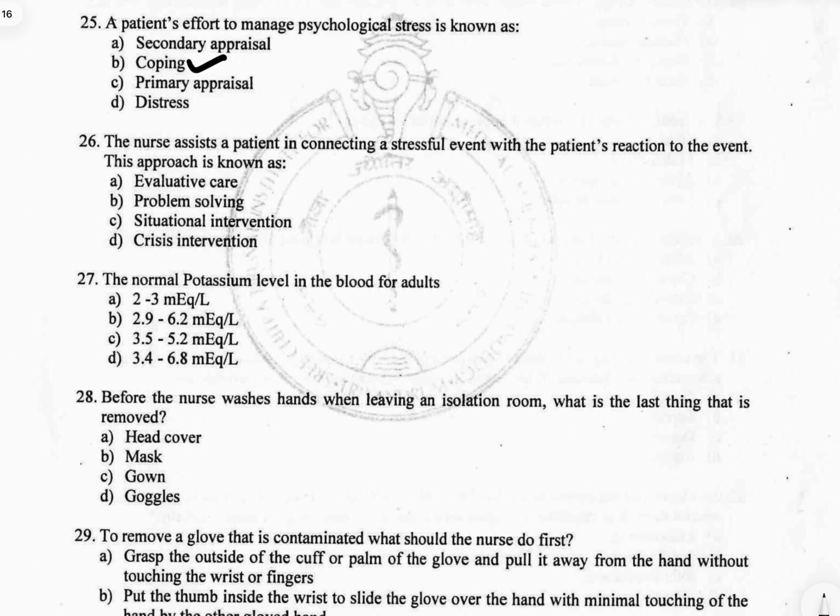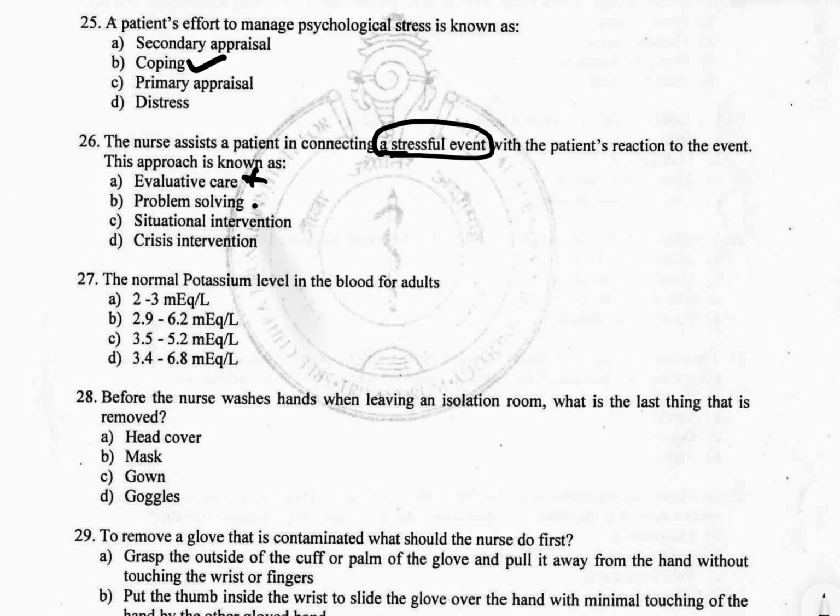The 26th question is, the nurse assists a patient in connecting a stressful event with the patient's reaction to the event. The approach is known as. The patient is going through a stressful event, and we are going to assess the patient's reaction in that event. So what is the nurse doing here? What is the name of the approach? First one is evaluative care. No, this is not an evaluation. We are not evaluating, so this is not the answer.